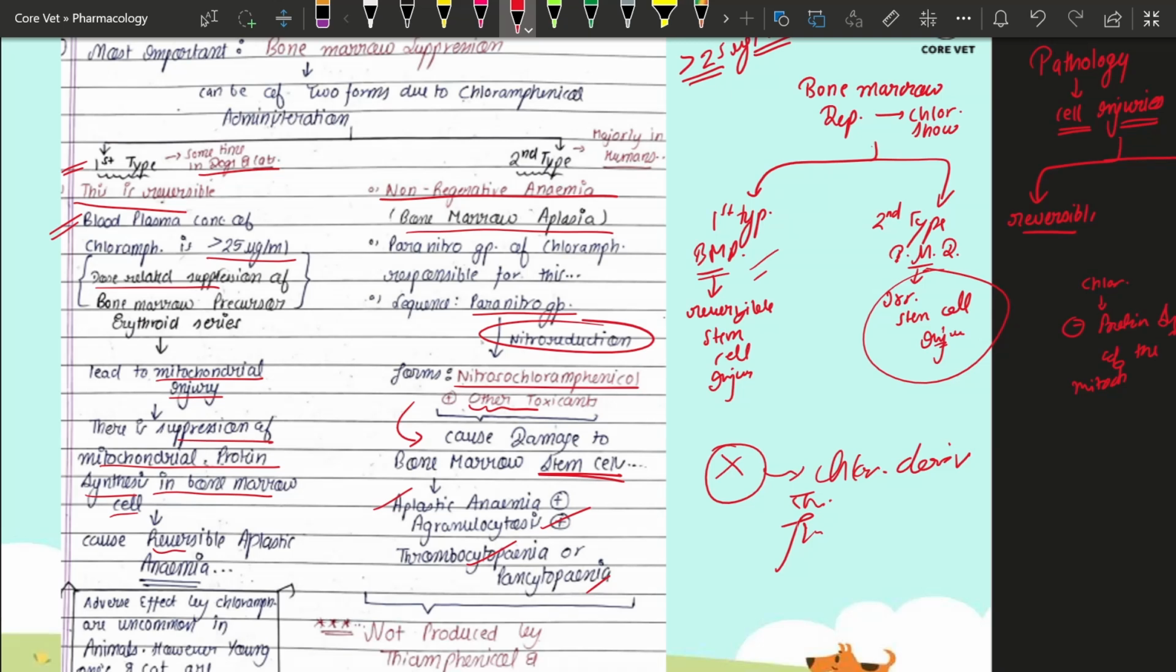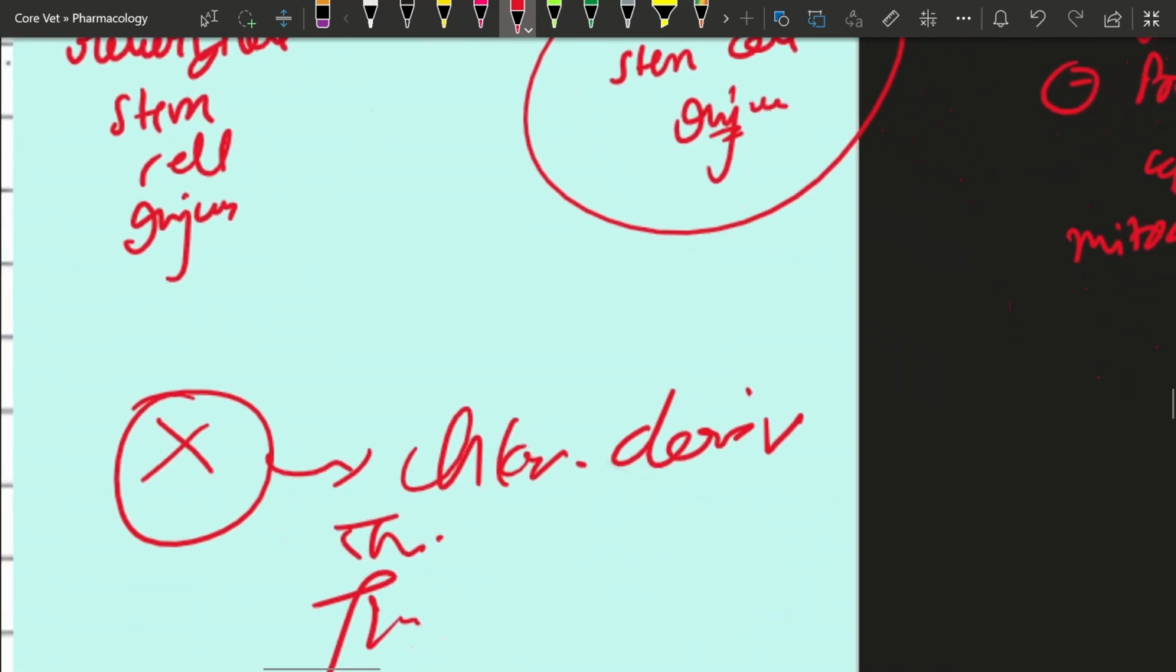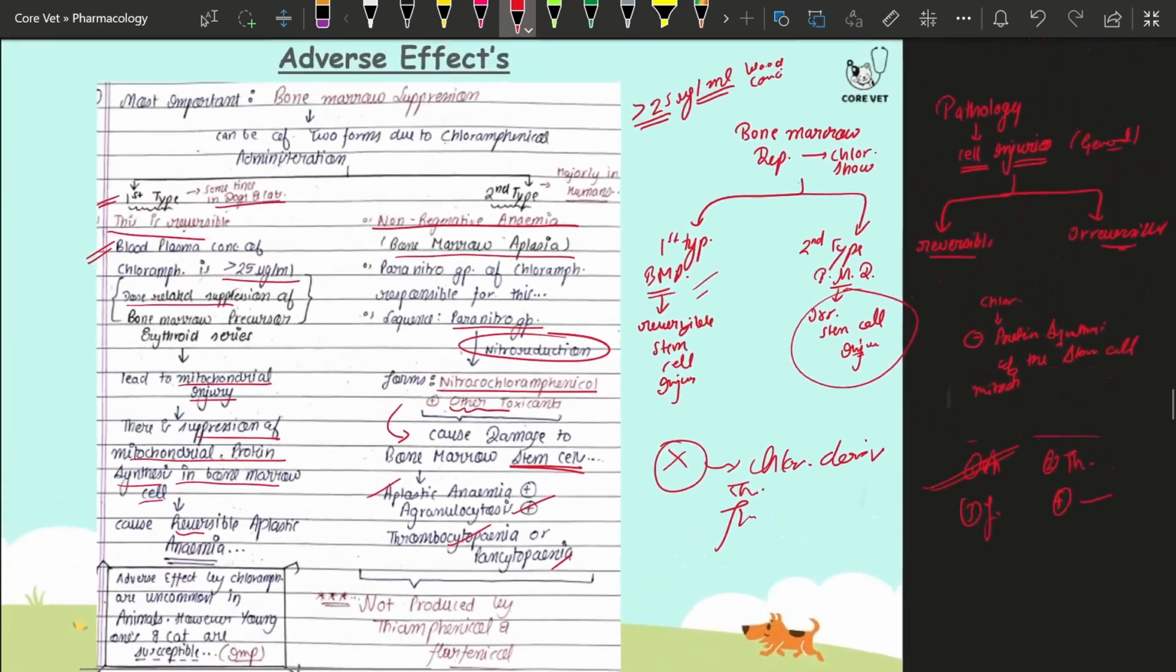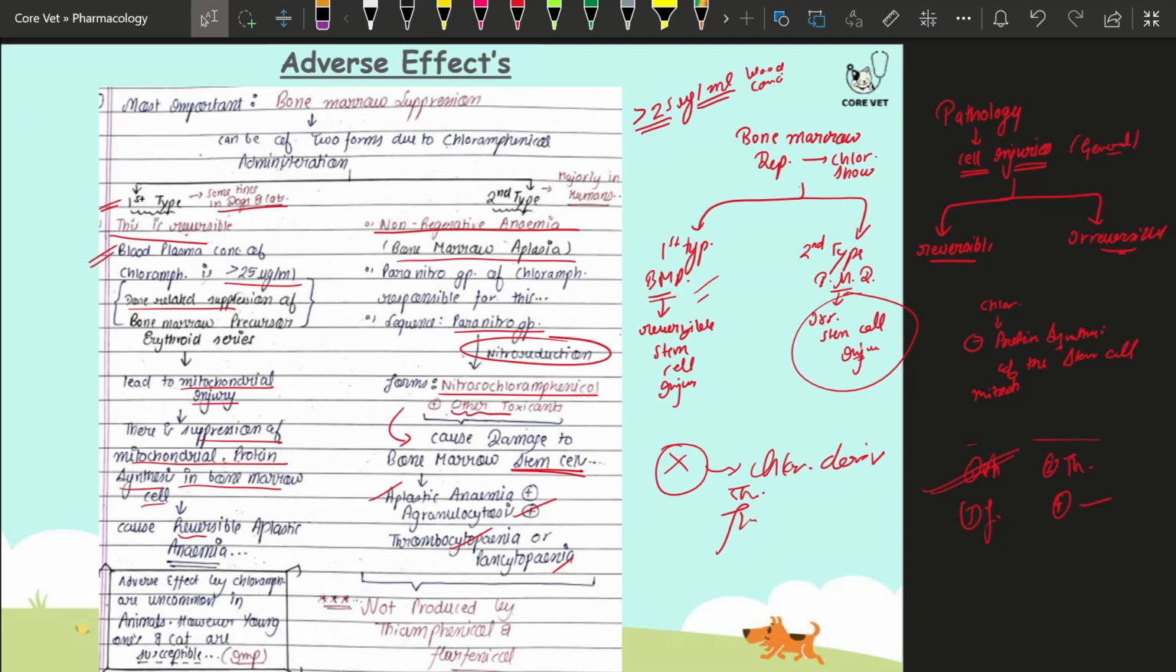That's an important point. If in an MCQ the examiner asks which of the following drugs is going to cause bone marrow depression, the examiner may give you examples. The first option is chloramphenicol, second is thiamphenicol, third is florfenicol, and the fourth one may be from tetracycline or any other class of drug. You are going to mark chloramphenicol as the option, because thiamphenicol and florfenicol are not responsible for causing bone marrow depression. Please remember this point, that the chloramphenicol derivatives aren't causing bone marrow depression. That's the quality of those particular drugs.